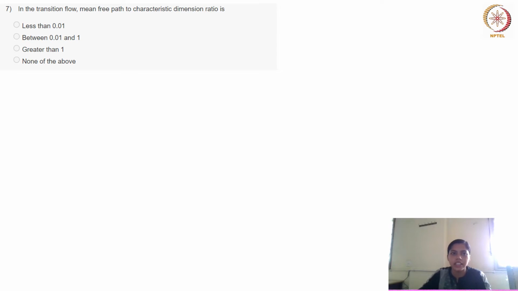So the next question is, in the transition flow, the mean free path to the characteristic dimension ratio is less than 0.01, it is in between 0.01 and 1, it is greater than 1, and none of the above. So can anyone tell me which one is the correct answer for this question in the transition flow? You can write your answer in the chat box, please.